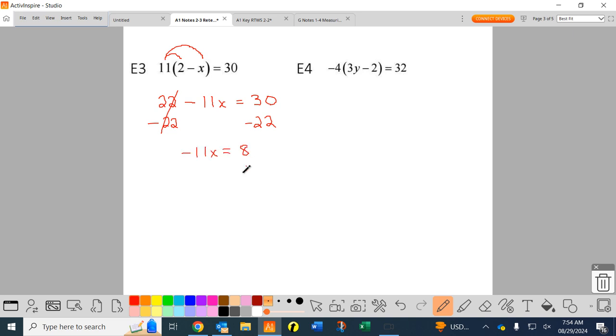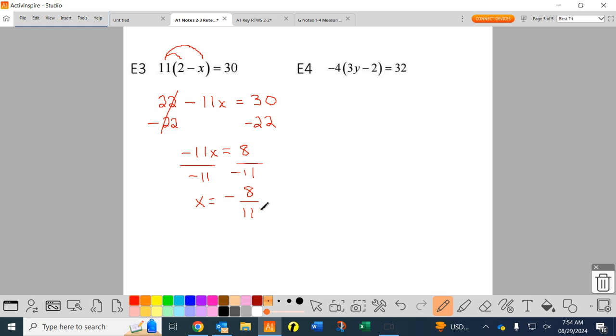We are dividing by which number? The negative 11. And that makes it x equals. Now you have a calculator that will do this for you. You can go ahead and do the typing on the calculator.